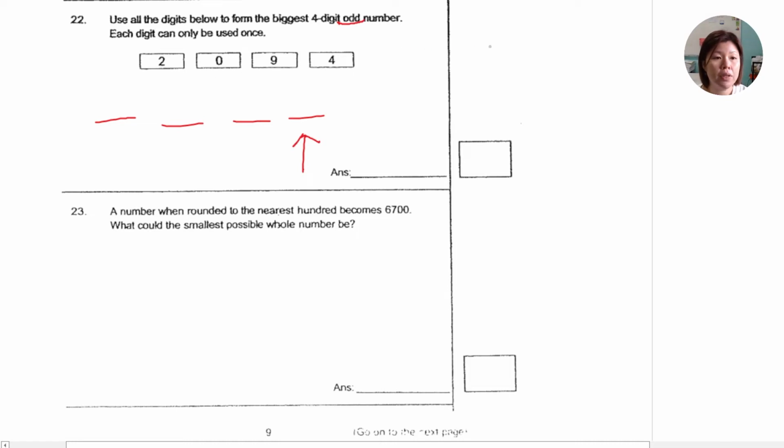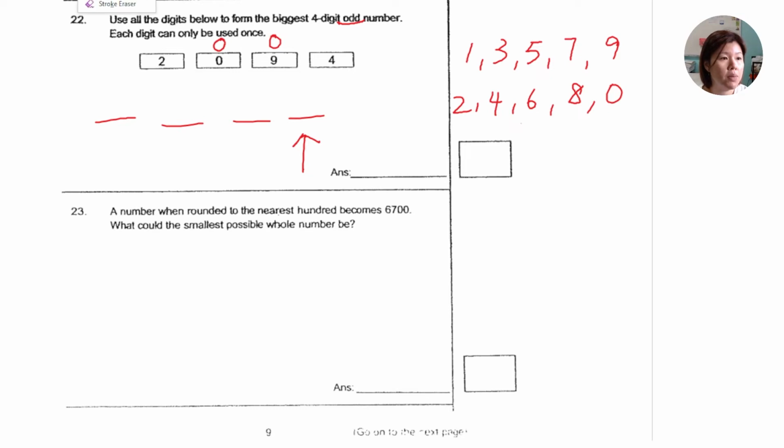So odd numbers are 1, 3, 5, 7, 9. Even numbers are 2, 4, 6, 8, 0. So they want the odd number. Odd number is, put the O on here. 9 is also an odd number. Sorry, I made a mistake. 0 is an even. Okay, so I only have one odd number, which is 9, so I put a 9 here.